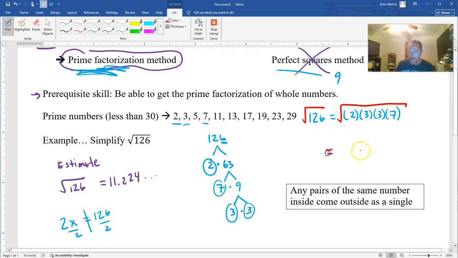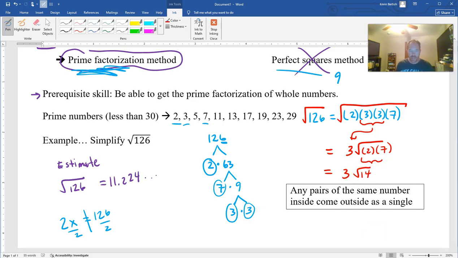So 2. I don't have a pair of 2's, so we're gonna keep a 2 inside the square root, but I do have a pair of 3's. So I get to bring out a single 3. The 2 and the 7 don't have partners, so those are gonna stay inside. Now here, this is a little bit different than last time, because I notice I do have 2 times 7 inside, so I'll go ahead and I'll multiply the 2 times the 7. That's 14, so I get 3 times the square root of 14.